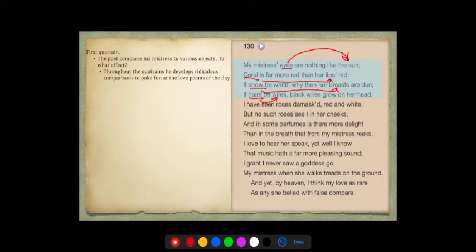And he's kind of making fun of the construct, or at the time, of these over-the-top poems praising the beauty of this and that person. And so that's what we're going to get throughout this whole thing. Eyes are nothing, coral's far more. Black wires grow on her head, right? Pretty ridiculous. And that's his point.